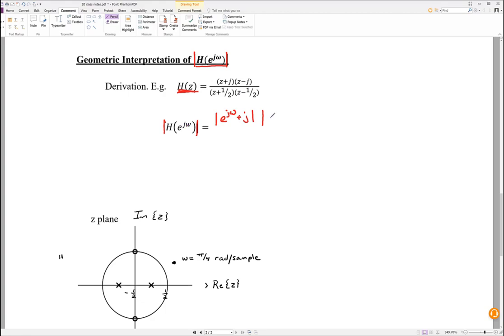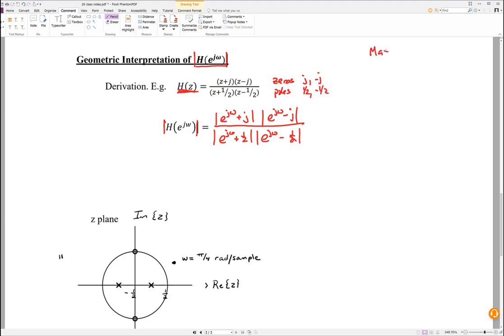And then we'll find the magnitude of e to the j omega minus j, divided by e to the j omega plus 1/2, and multiplied by e to the j omega minus 1/2. Okay, so far it's just been a direct plug-in. Again, big picture, we're given some sort of transfer function. We can see it's got zeros at j and at minus j, and poles at 1/2 and minus 1/2. And we'd like to know, is this a high pass filter, low pass filter, or what?